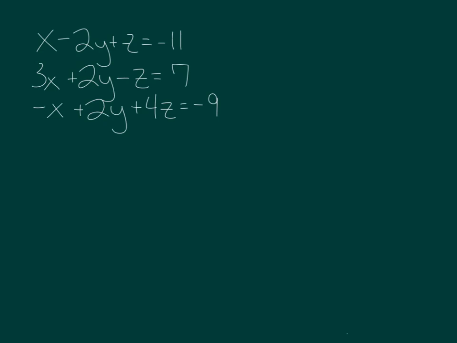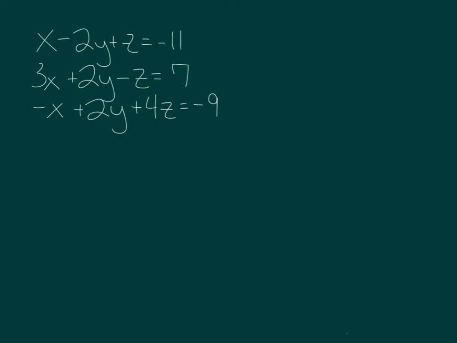Our third example today is the system x minus 2y plus z equal to negative 11, and 3x plus 2y minus z equal to 7, and negative x plus 2y plus 4z equal to negative 9. So the first thing we're going to do is look for what we want to eliminate first. You notice that equations 1, 2, and 3 are related by their y's. Equation 1 says minus 2y, and both of the other two equations say plus 2y. That's an indicator that we want to eliminate our y's, and that we're not going to have to multiply by any coefficient because these are already matching.